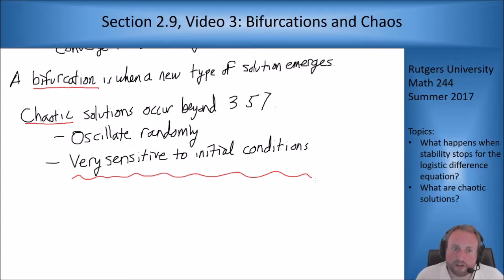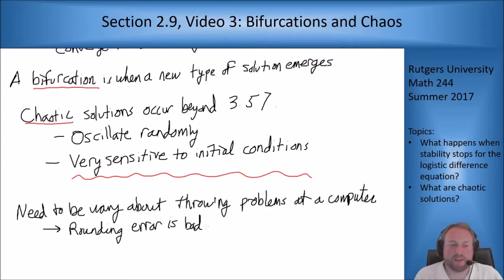So if your ODE is chaotic, like that one, and you try to throw a problem at it for the computer to solve, you don't know if you're going to get the right answer, because if you're off by a little bit on initial conditions, you're off by a mile down the road. So you have to be wary when throwing things at a computer, because any rounding error the computer does is going to be really awful for predicting what's going to happen for the system.